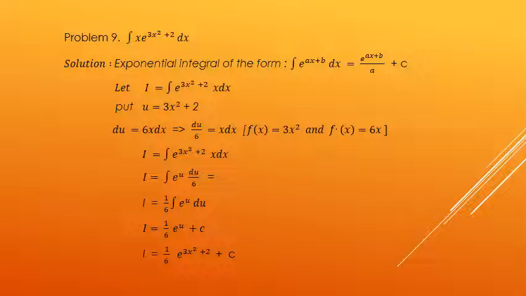Here again we have the integration equals the integral of e with the power 3x² plus 2, x dx, and we substitute the value of u and the value of x dx in the given integral. So the integration equals e^u, that means we put 3x² plus 2 equals u, and x dx equals du upon 6. And again here 6 is a constant dividing the function, so we put it outside of the integral, and the remaining integral is e^u du. Again 1 upon 6 is the same, and when we integrate this function we get e^u plus c.